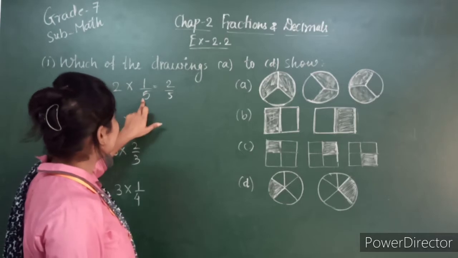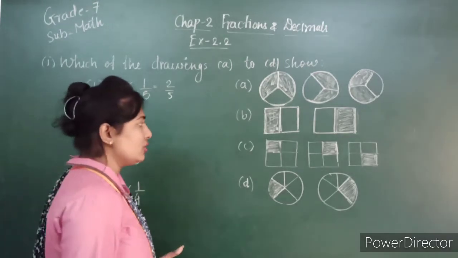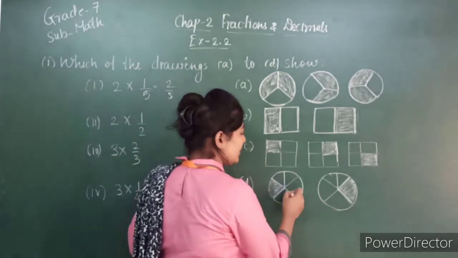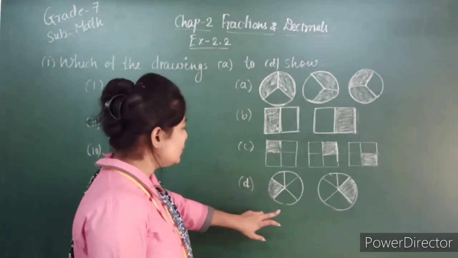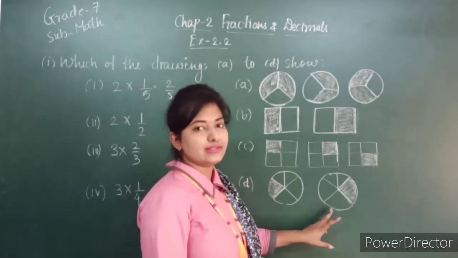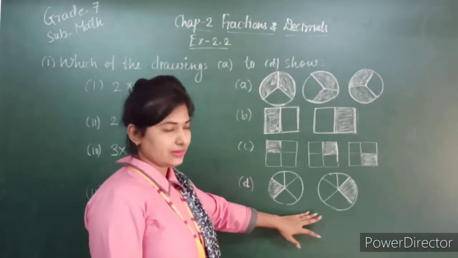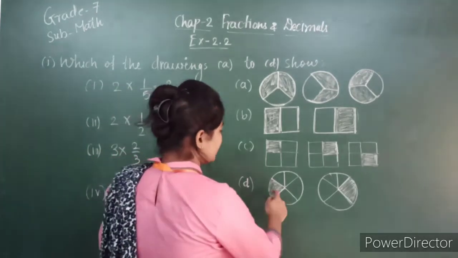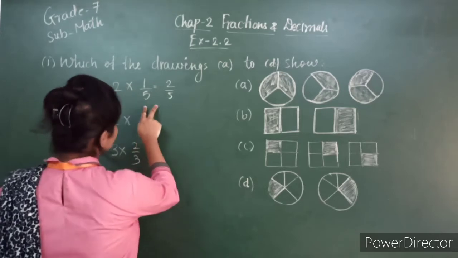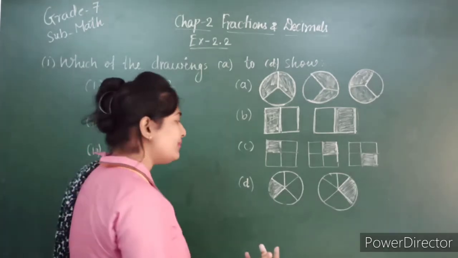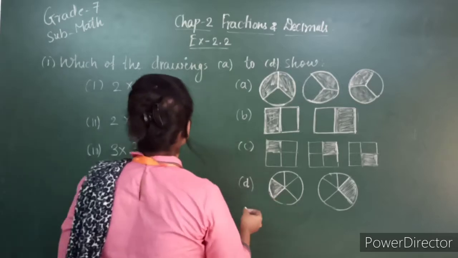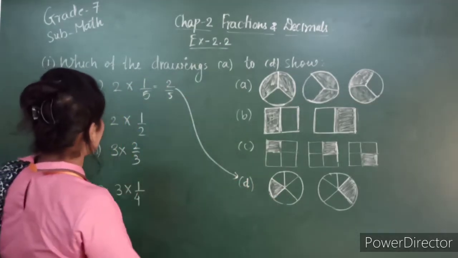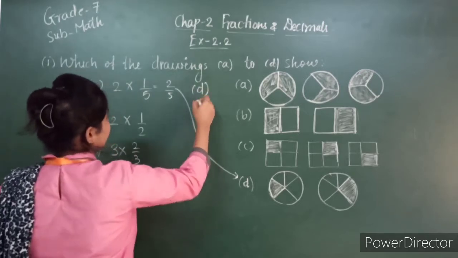But we have to see that total 5 parts of that picture. So in which picture 5 parts are there? So in D, 1, 2, 3, 4 and 5. So in D, two pictures are there in which 5 parts are there in both the pictures. So this numerator shows the shaded portion of the picture. So in this two pictures, one shaded portion is there. So our answer is B. So the answer of 1 is B.